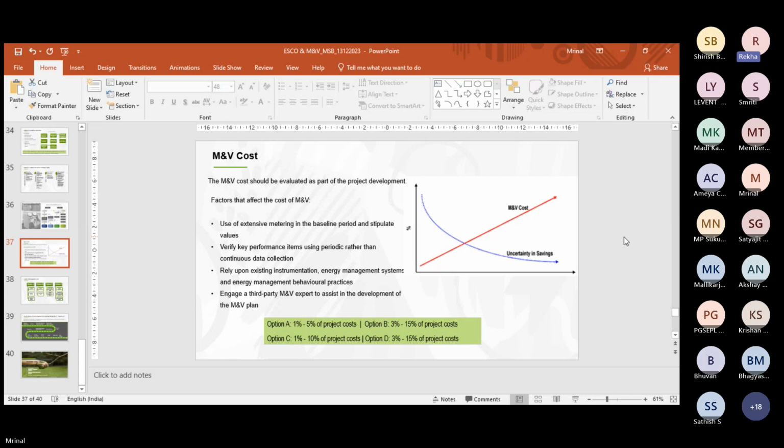So I just want to understand. Now, if I'm constructing a new building, if my building is costing 100 crore, in that 3 to 15% is my M&V cost. Am I right in understanding? Yes, yes. Okay. Thank you.